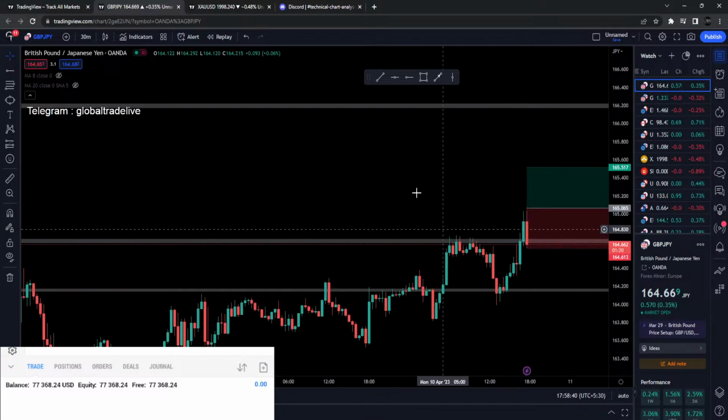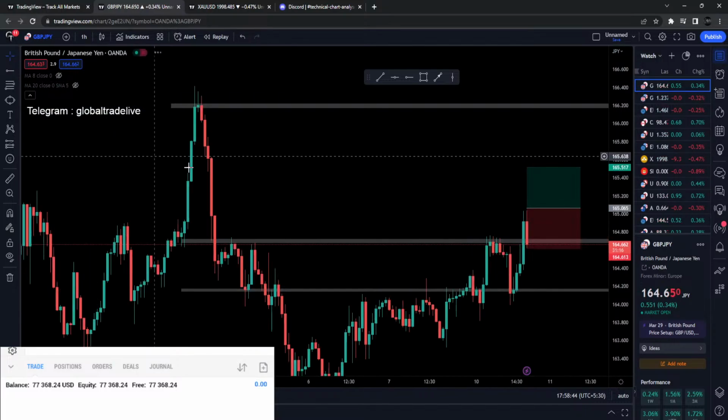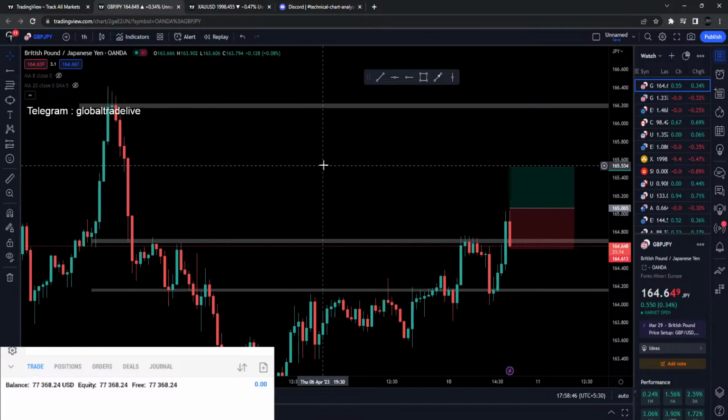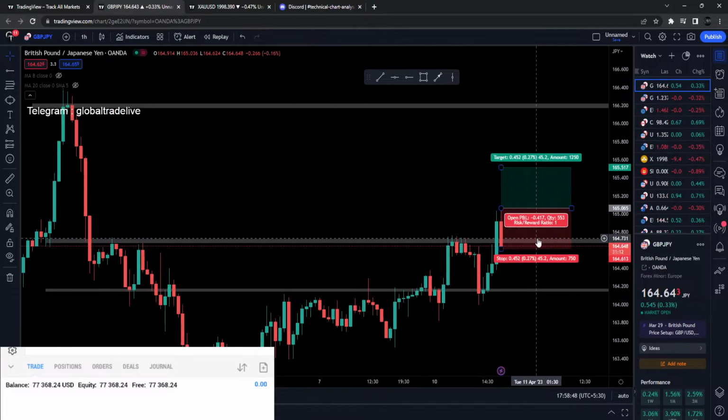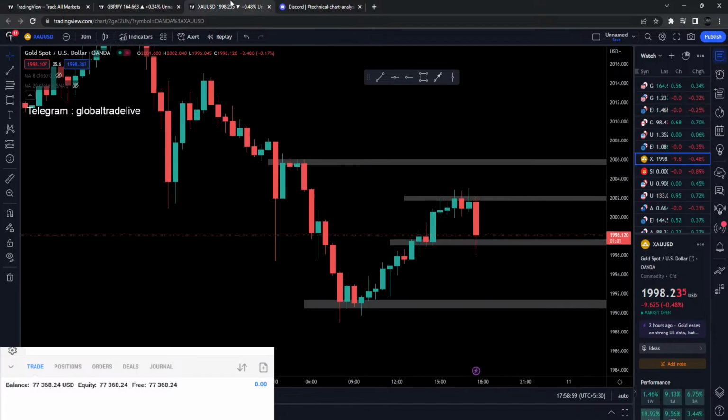So yeah, this was all about the GBP/JPY and the gold. But obviously I'm gonna execute the trade in gold or in GBP/JPY on the basis of 1 hour. So I'm gonna just stick to the 1 hour time frame only.